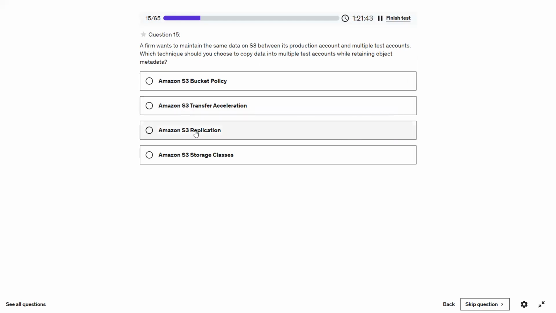They can go with the Amazon S3 replication policy, rather than Transfer Acceleration. Transfer Acceleration is just for transferring data from outside into S3. S3 bucket policy, no. S3 storage class, no. S3 replication only.